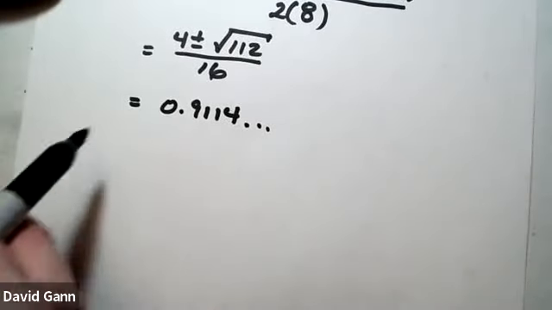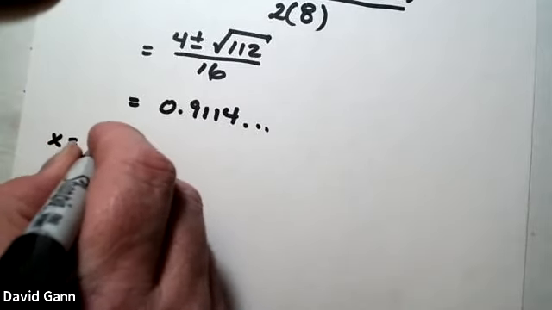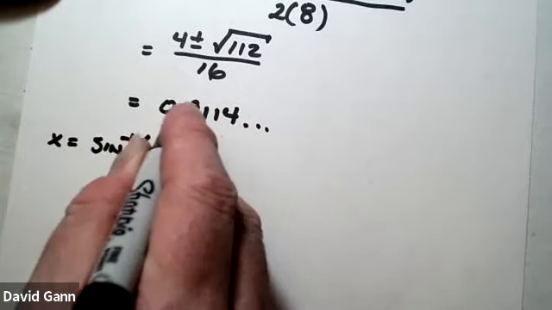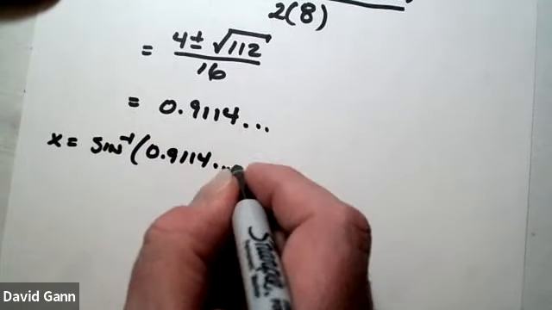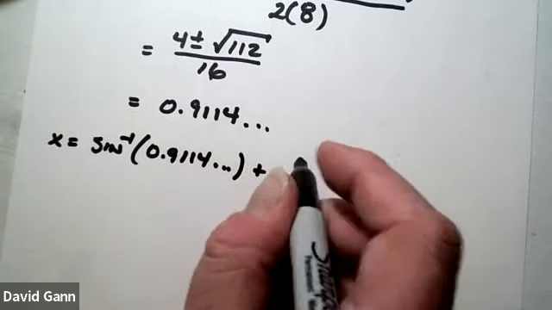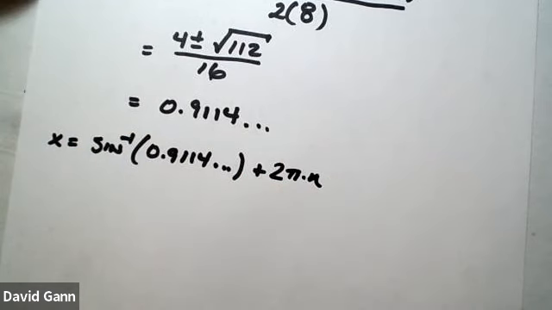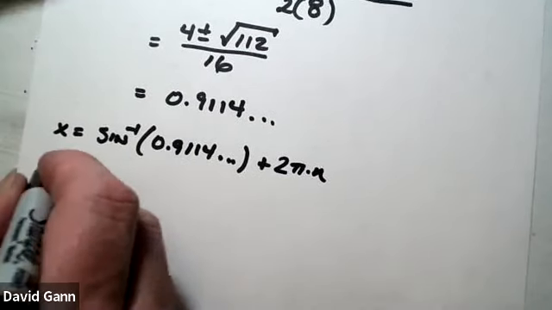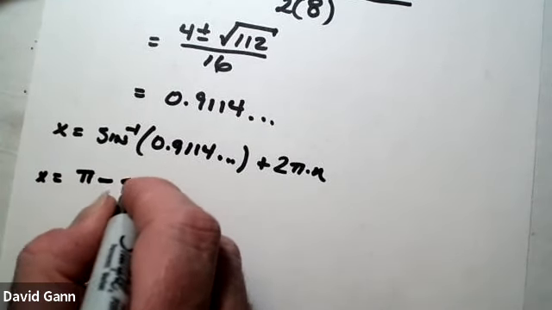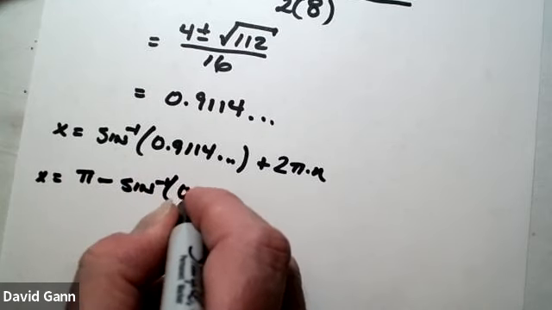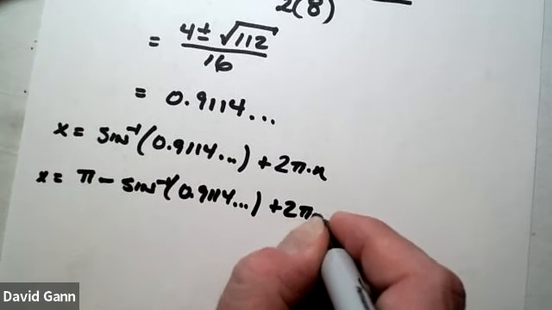So if this is the case, then x is equal to the inverse sine of that number, 0.9114, plus, and we're doing this in radians, 2 pi times n. Also, x is equal to pi minus the inverse sine of 0.9114 plus 2 pi times n.